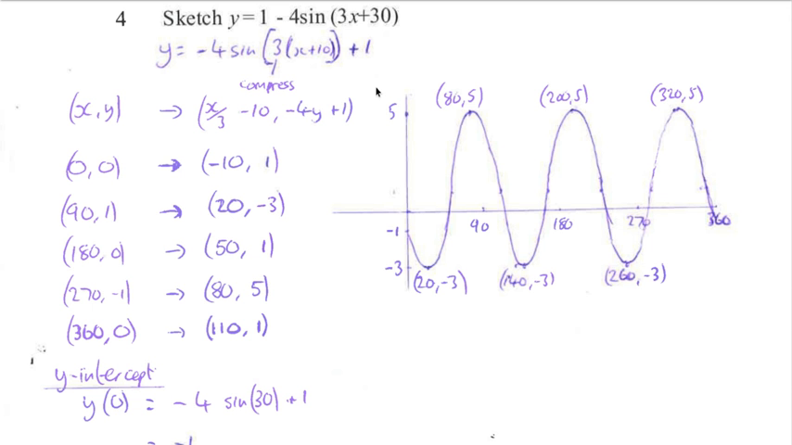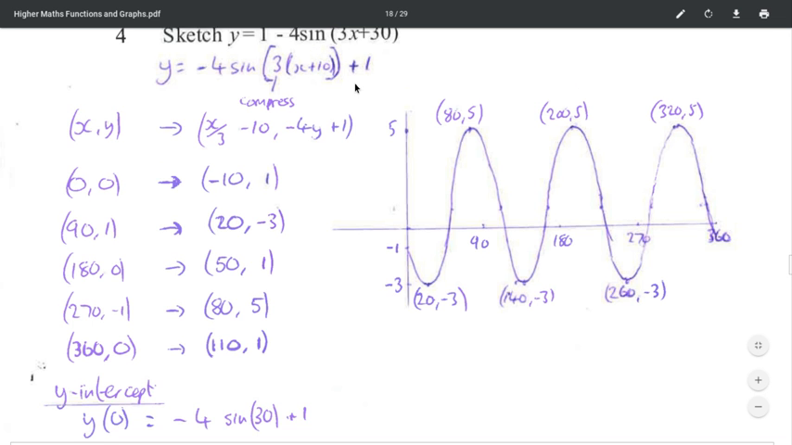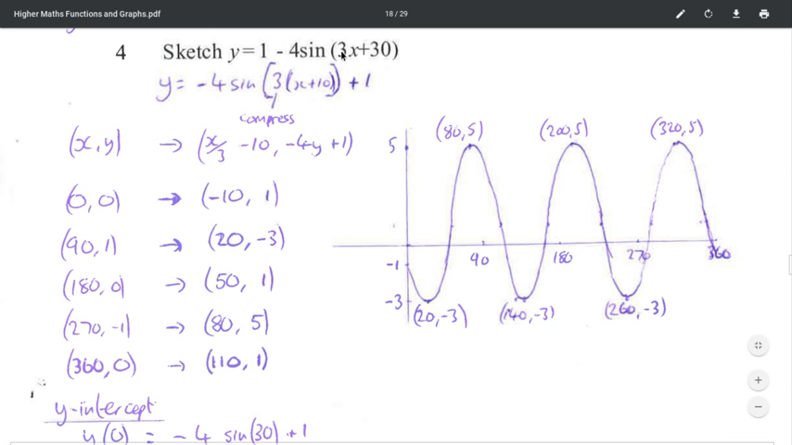To make things a lot easier and a lot clearer, it's definitely worth writing it in the form negative f of x plus 1 rather than 1 minus f of x. So negative 4 sine, and take out a common factor of 3, just as we did in question 3. So negative 4 sine 3 bracket x plus 10, close bracket, plus 1.